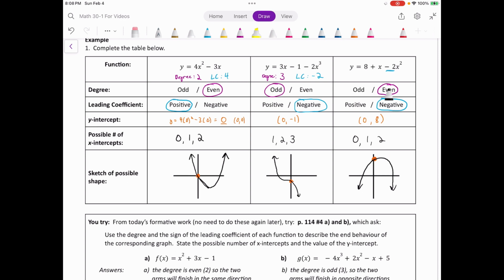Even degree, so both arms do the same thing. Negative leading coefficient, so right arm goes down. And again, that means the left arm goes down since we know they do the same thing. Constant term told us the y-intercept. And we knew it had 0, 1, or 2. With a little bit of thinking about it, we can figure out it needs to be 2.